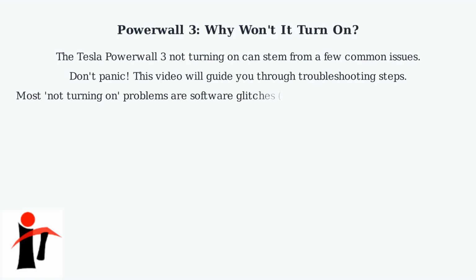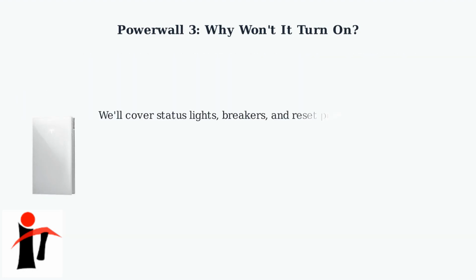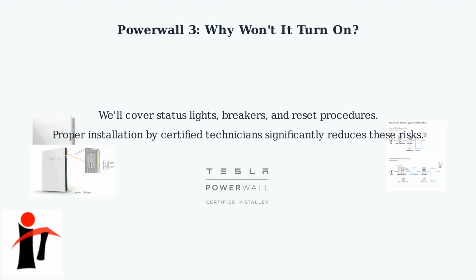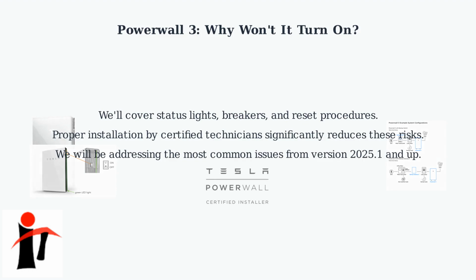The Tesla Powerwall 3 not turning on can stem from a few common issues. Don't panic, this video will guide you through troubleshooting steps. Most not turning on problems are software glitches, 60% of cases, not hardware failures. We'll cover status lights, breakers, and reset procedures to get your Powerwall back online.